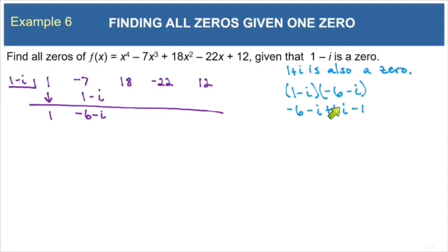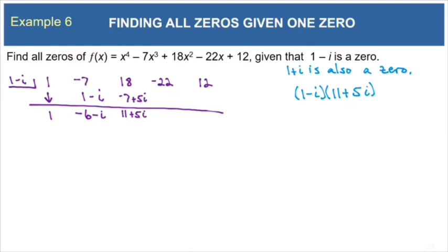And now we combine like terms. -6 minus 1 is -7. And -i plus 6i is positive 5i, and that needs to go here. Okay, now we add. 18 minus 7 is 11. And 0 plus 5i is plus 5i. And now we'll need to multiply this number times this one. So I'm going to erase this scratch work, and I'm going to do 1 minus i times 11 plus 5i.